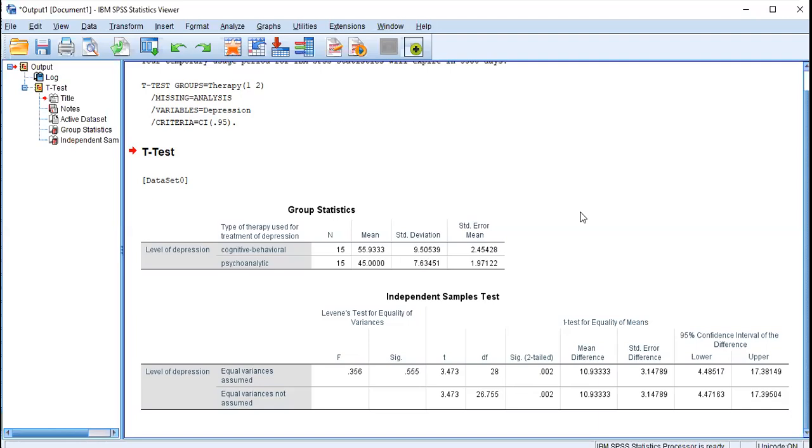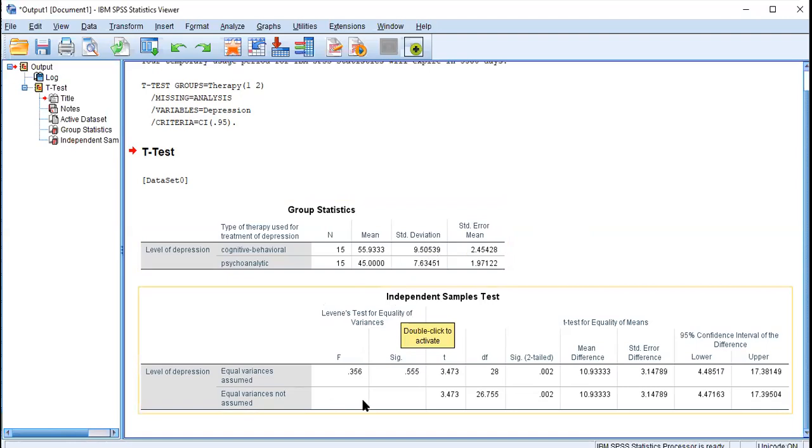Now, if I'm to use this test, I'm trying to see the standard deviation. The standard deviation is 9.5 for cognitive behavioral, but 7.6 for psychoanalytic. This standard deviation is very important for me because I want to see whether it is similar or quite varied. This can be tested in the number 2 table, where we are talking of Levene's test for equality of variances.